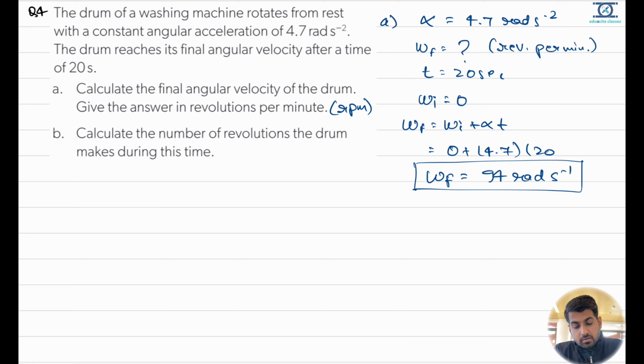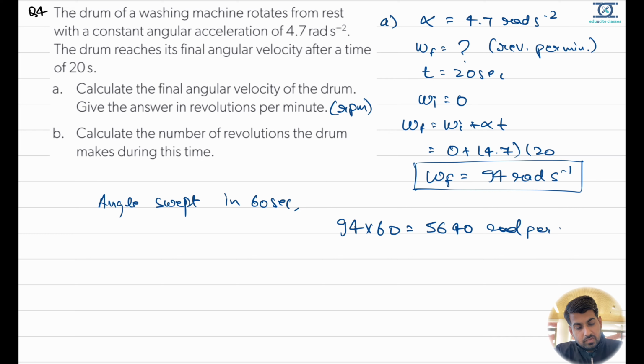What we can do is we can find out the total radians that have been swept. So in 1 second it is 94 radians, so the angle swept in 60 seconds, that is 1 minute, will be 94 times 60, which equals 5640 radians, right? So this is radians per minute.